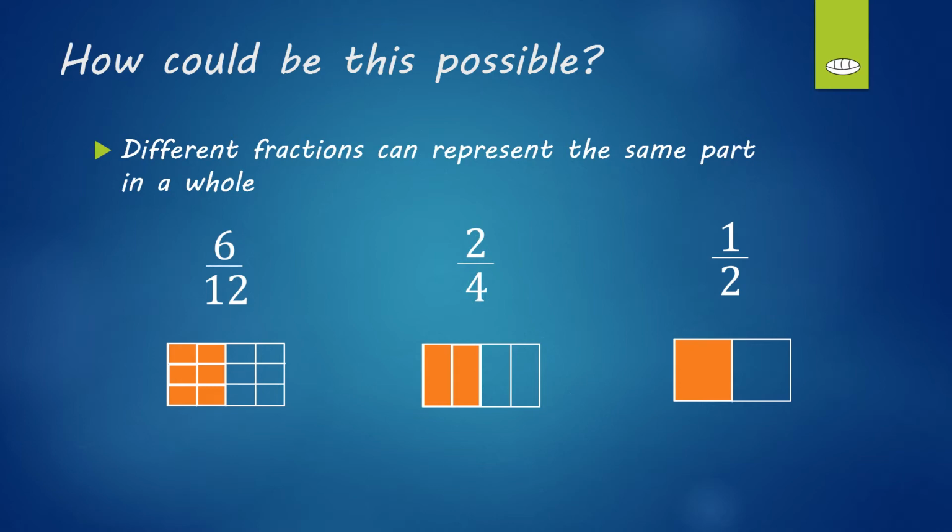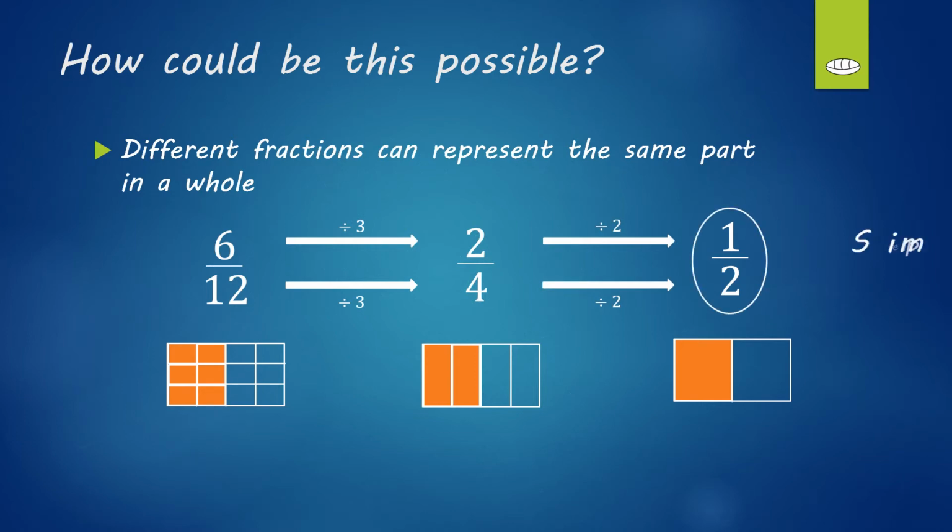The relation between all these fractions is that the numerator and denominator are divided by the same number. The fraction with the smallest numerator and denominator is known as the simplest form.